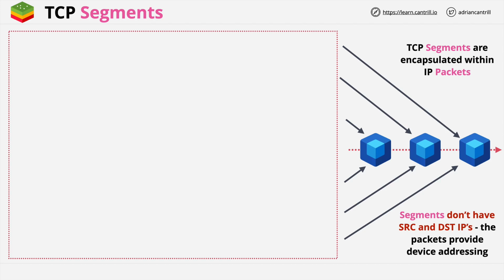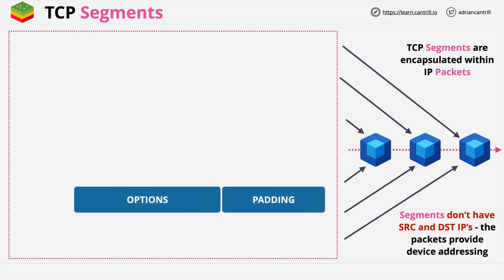TCP segments add additional capabilities to IP packets. Let's step through the structure of segments so that we can fully understand them, and I'm going to skip past a few attributes of segments just as I did with Layer 3, because there are some parts which are less important or they're situational, so I won't be covering either the options or padding fields within a segment.